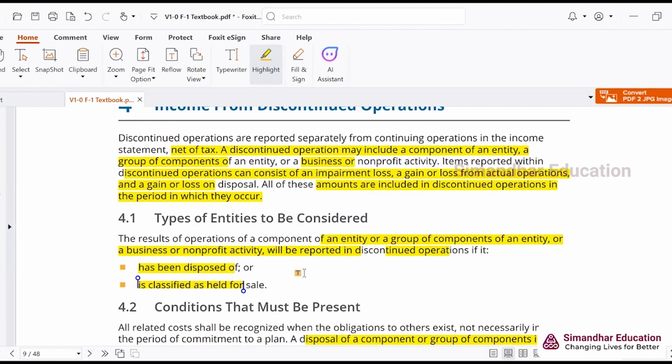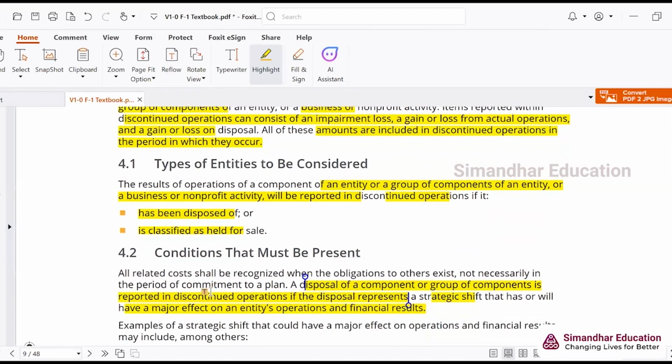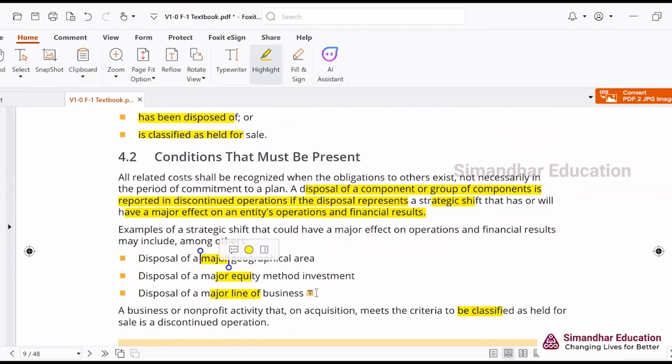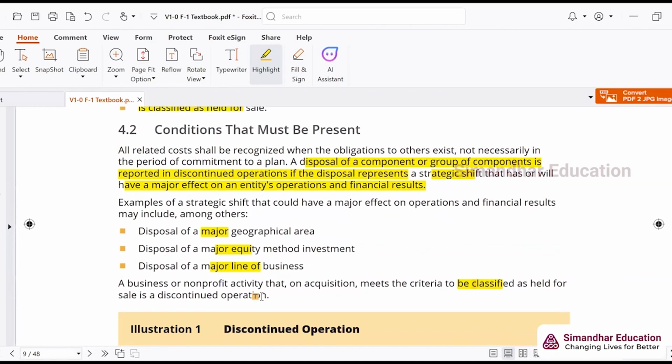A disposal group or a component is reported as a discontinued operation if the disposal represents a strategic shift or will have a major effect on the entity's financial statements. So if there is a major shift in the way I do business, for example, Citibank exiting India operations, it represents a major component of the business and a major strategic shift. So it can be a disposal of a major geographical area, major investment, or major line of business.